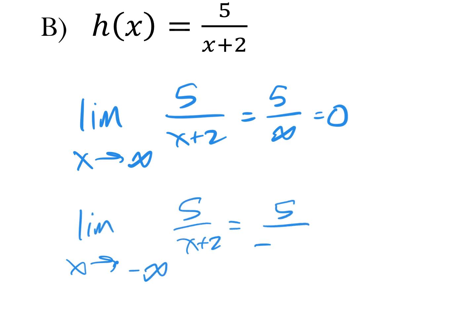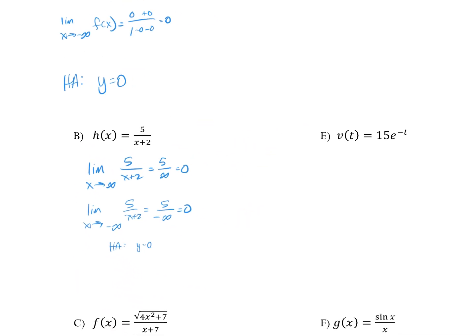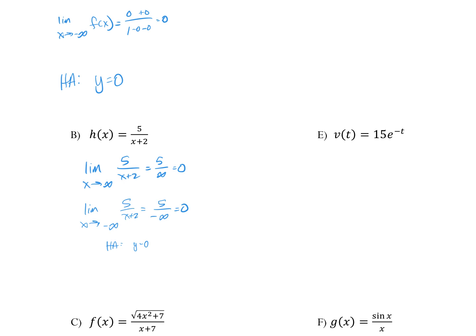This one I get 5 over negative infinity, which is still 0. So I have a horizontal asymptote at y equals 0. We're going to skip C for now.